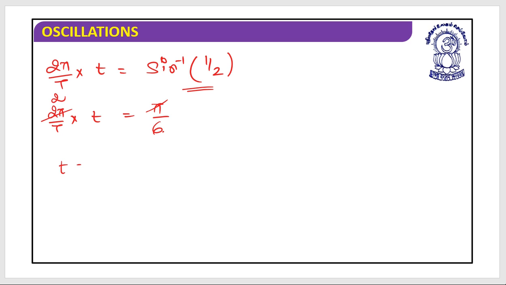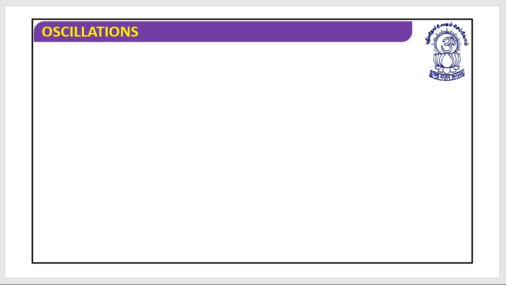So this t would be equal to capital T divided by 12. It's 1/12 of the time period. It takes 1/12 of the time period to reach a by 2 from its mean position, or minus a by 2 from its mean position. I hope this is clear. Is it clear? Do you understand this? Great.